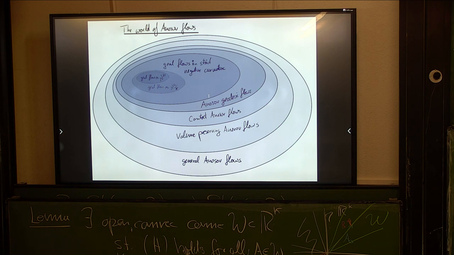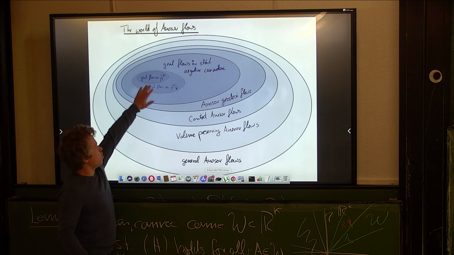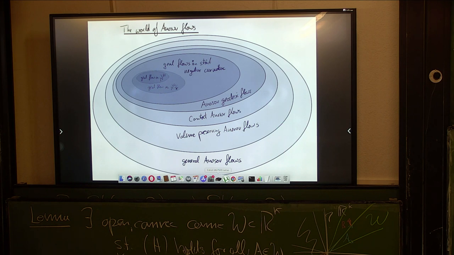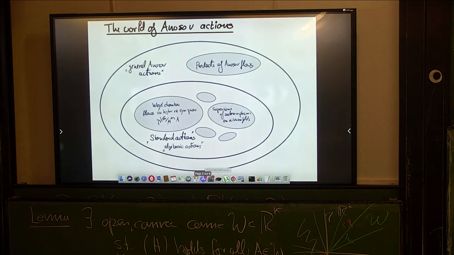Then Collin was explaining how to generalize this rigidity from strict negative curvature to Anosov geodesic flows. Then there were talks about contact Anosov flows, volume preserving Anosov flows, general Anosov flows. In particular, in the talk of Gabriel, we've seen that we can also deform continuously between these different families by different manipulations, perturbations of this vector field. Yeah. So the world of Anosov actions is much more fragmented.